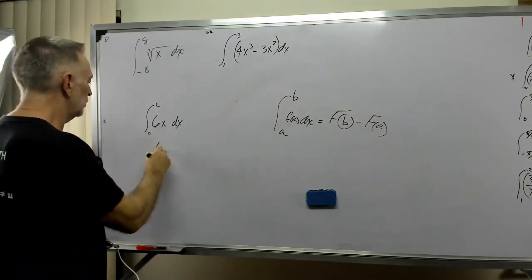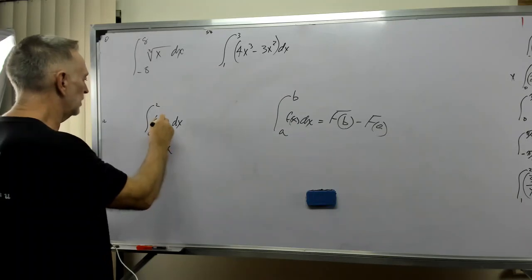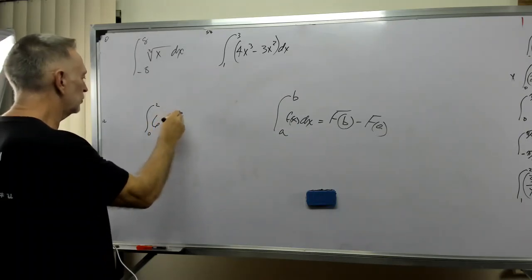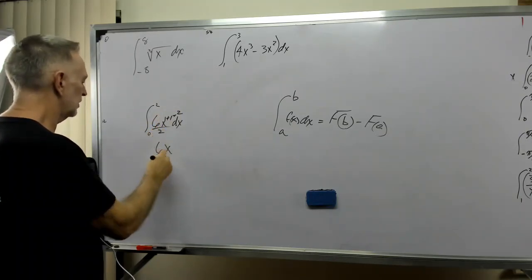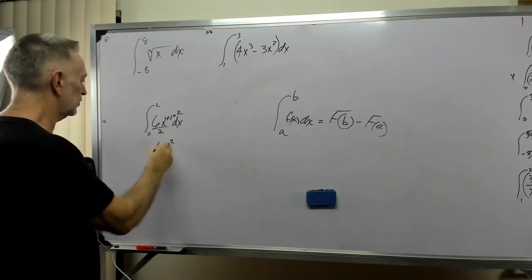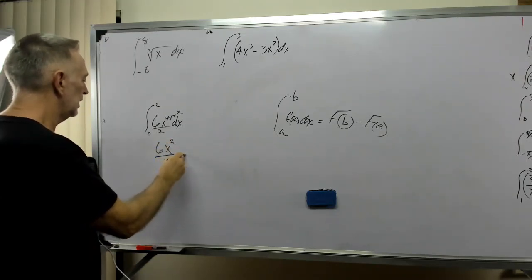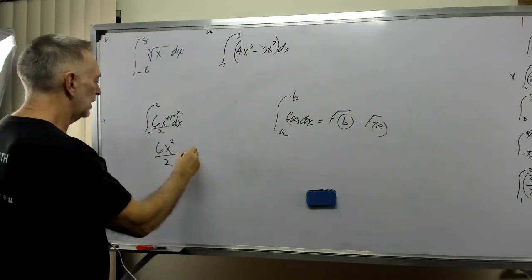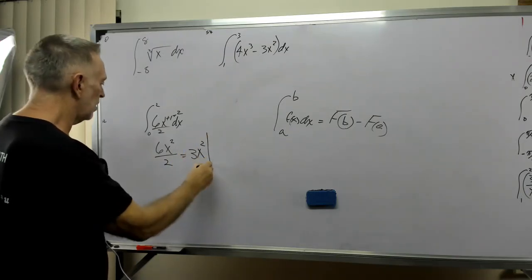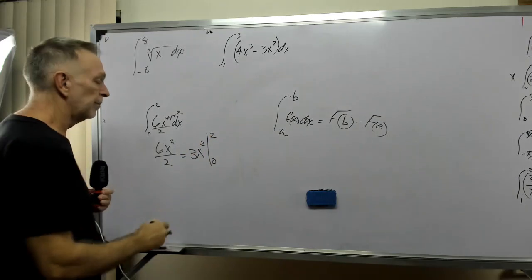We're going to go 6x to the 1 plus 1 equals 2, divided by 2. So that's 6x to the second divided by 2, and that equals 3x squared from 0 to 2.